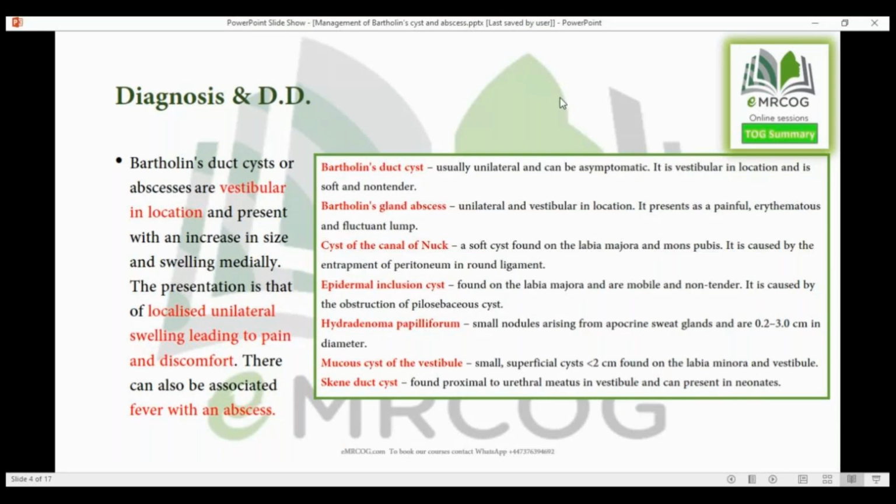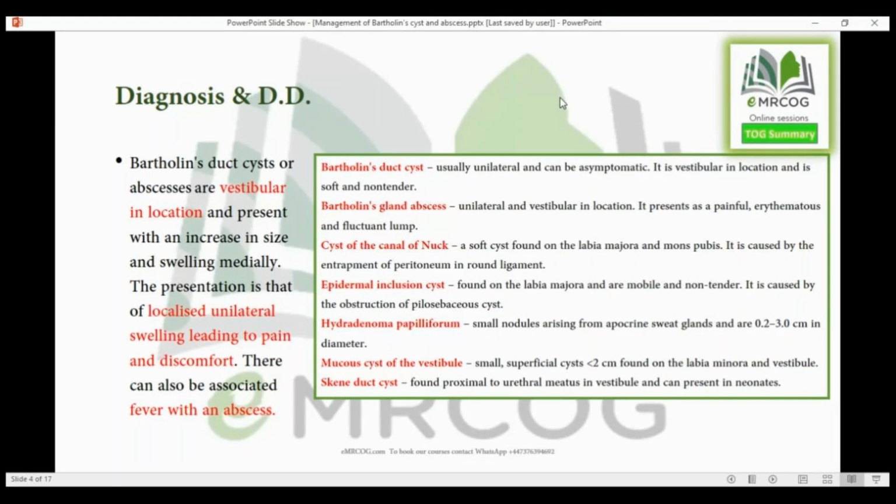But when we have some signs or symptoms of inflammation, tenderness, erythema, fluctuation, redness, hotness, and so on, now we're talking mainly about an abscess.